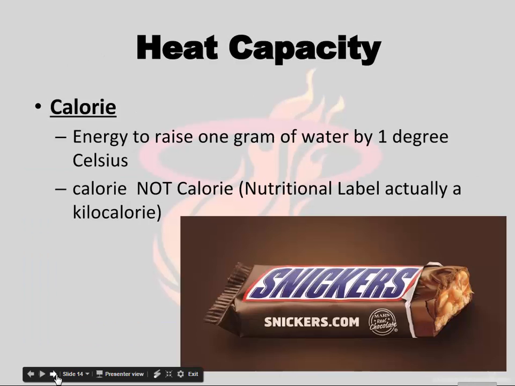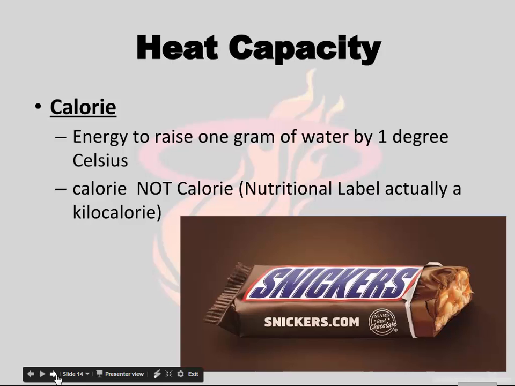So how do we measure heat? What are the various units? One measure or unit of heat or energy is the calorie. Now this is not the nutritional labeled calorie. This is a calorie in science. So the energy released in 1 gram of water by 1 degree Celsius is equal to a calorie.